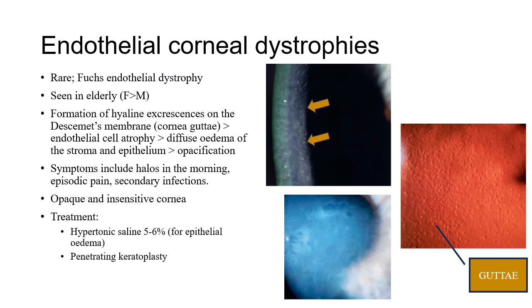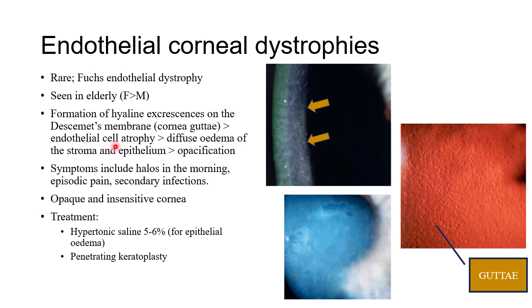Endothelial corneal dystrophy is the last one. Now, there are several, such as CHED and PPMD, but Fuchs is the main dystrophy which you cannot afford to forget. Now, these are rare. Fuchs is the main one. It is seen in elderly females. What happens is there are hyaline excrescences formed on the Descemet membrane, which is just above the endothelium. These are known as the corneal guttae, and they ultimately lead to endothelial cell dystrophy.